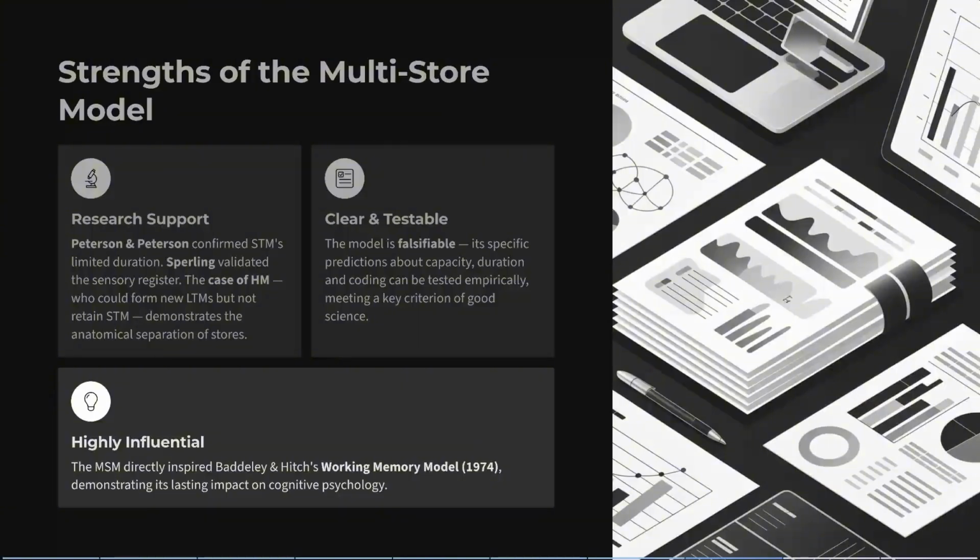HM's case provides powerful evidence that short-term memory and long-term memory are anatomically and functionally separate stores, exactly as the multi-store model proposes. And this is one of the strongest pieces of supporting evidence for the model. And the big strength here as well is that the model is falsifiable. It makes specific testable predictions about capacity, duration, and coding that can be empirically investigated. This is what good scientific theory looks like. The fact that so many researchers have been able to test it, support it, challenge it, and build on it is evidence of its scientific value.